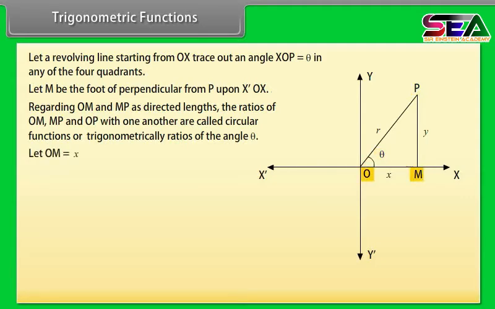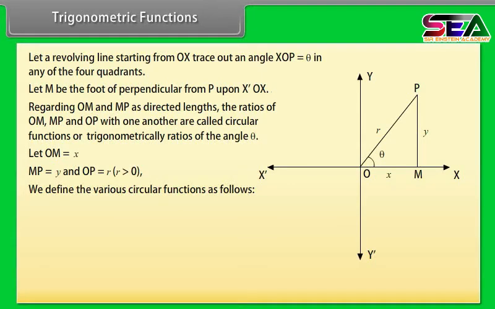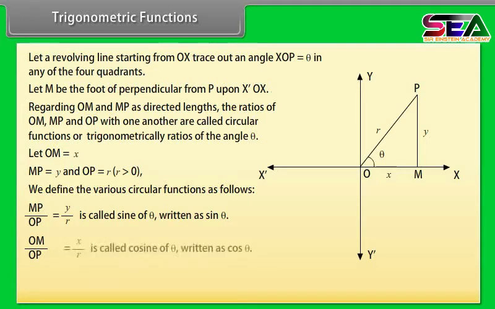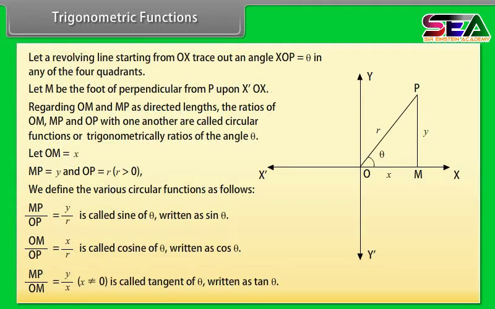Let OM equal x, MP equal y and OP equal r, where r is greater than 0. We define the various circular functions as follows. MP by OP equal to y by r is called sine of theta, written as sin theta. OM by OP equal to x by r is called cosine of theta, written as cos theta. MP by OM equal to y by x, x not equal to 0, is called tangent of theta, written as tan theta.